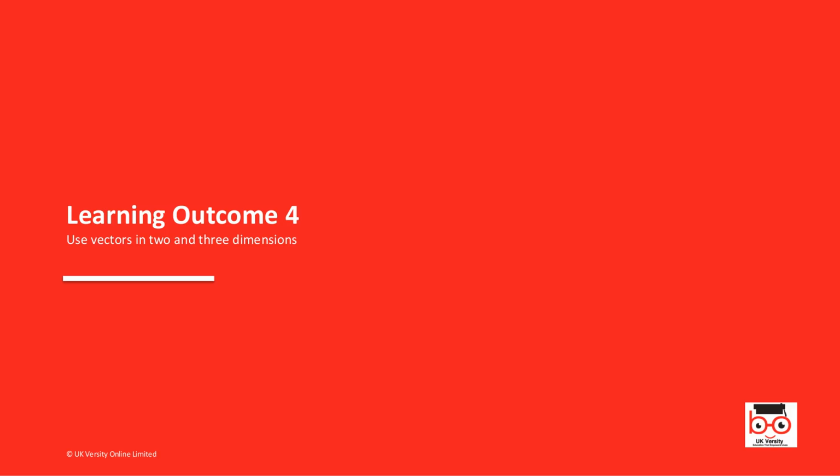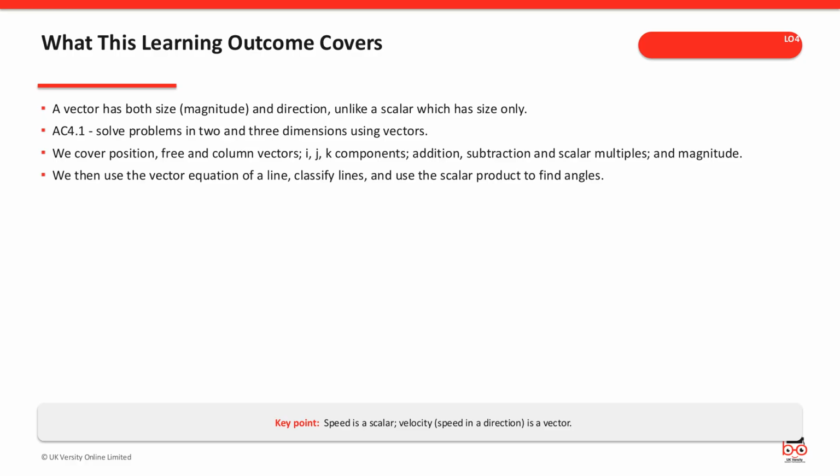Welcome to the final outcome, where we work with vectors in 2 and 3 dimensions. Vectors are the language of movement and direction, and they're everywhere in physics, engineering, and computer graphics. A vector carries both a size, its magnitude, and a direction, which sets it apart from a scalar that has size alone. Across this outcome, we'll meet position, free, and column vectors, write them using i, j, and k components, and add, subtract, scale, and measure them.